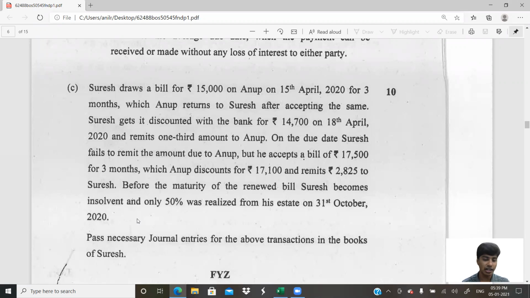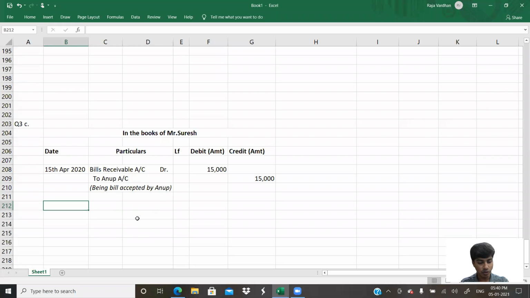We're reading the third line now. Anup gets it discounted with the bank for 14,700 on 18th April 2020. The question continues, but we'll read a little and write the answer a little. So what date is it? 18th of April. What is happening? Discounting of the bill. Come on, let's go. 18th April 2020. Bill is getting discounted.